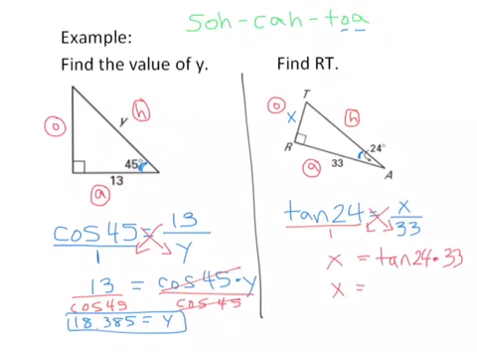Now this is another place that your calculator may run into issues. Some calculators, you need to close the parentheses off around 24 before multiplying by 33. The correct answer should be 14.693. If you did not end up with that value for the length of segment RT, again, we should talk about calculator issues you may be having in class.